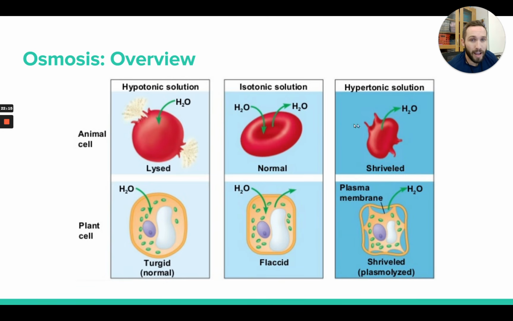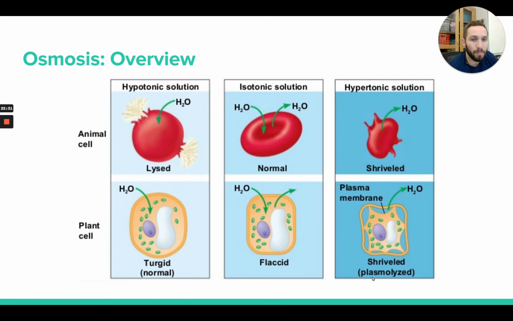But in animal cells, if they fill up with too much water, they're going to lyse or explode. And then in a hypertonic solution, you can see that animal cells are going to shrivel up because they're going to lose water because it's more concentrated outside in the solution. The solution is hypertonic, more concentrated. And in a plant cell, it's also going to shrivel up.